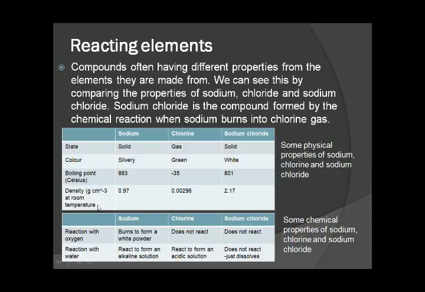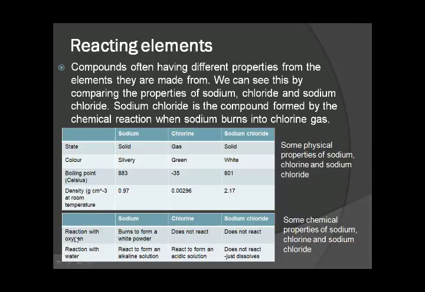The density at room temperature is 0.97 for sodium, 0.00296 for chlorine, and 2.17 for sodium chloride. And this is the comparison of the physical properties of sodium, chlorine, and sodium chloride.